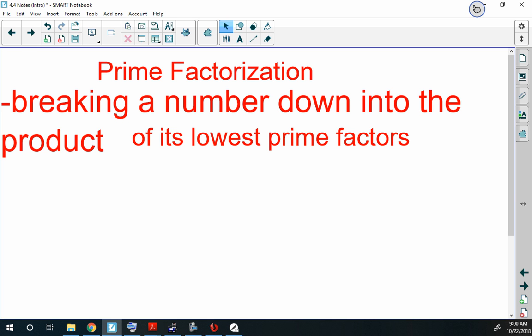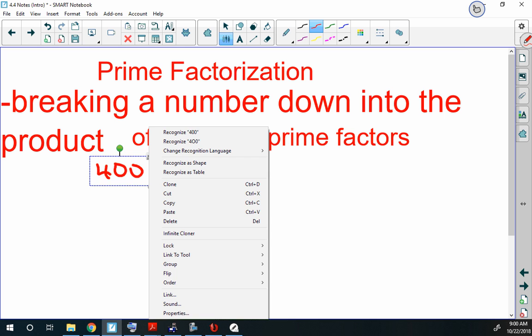So now we know what factors are. So we should be able to do this prime factorization. Maybe. I like big numbers. I like the number 400. 400. It's a good number.